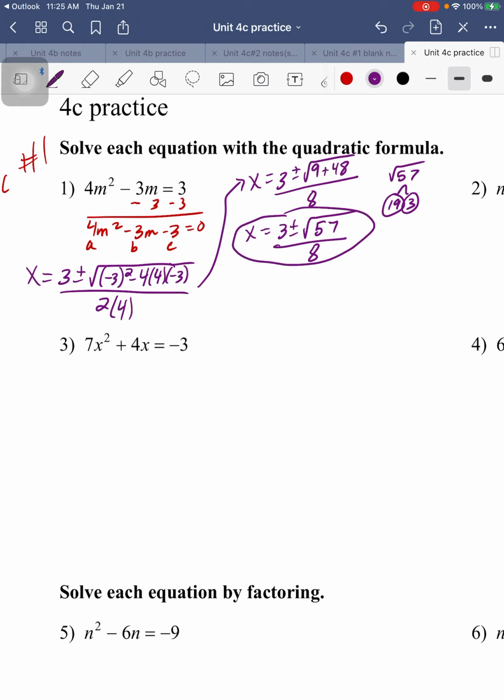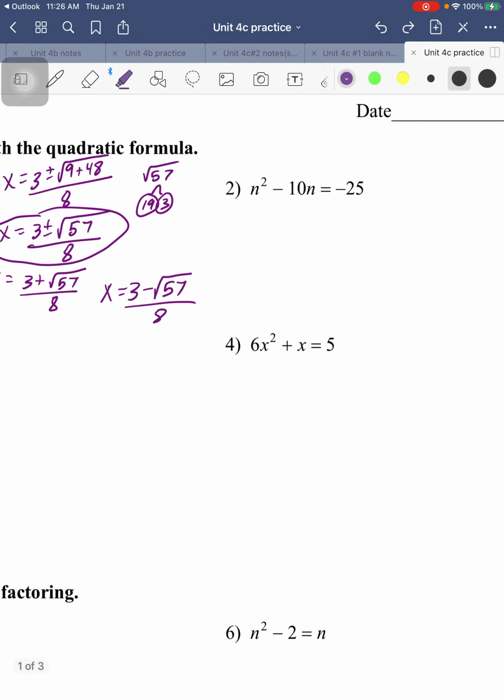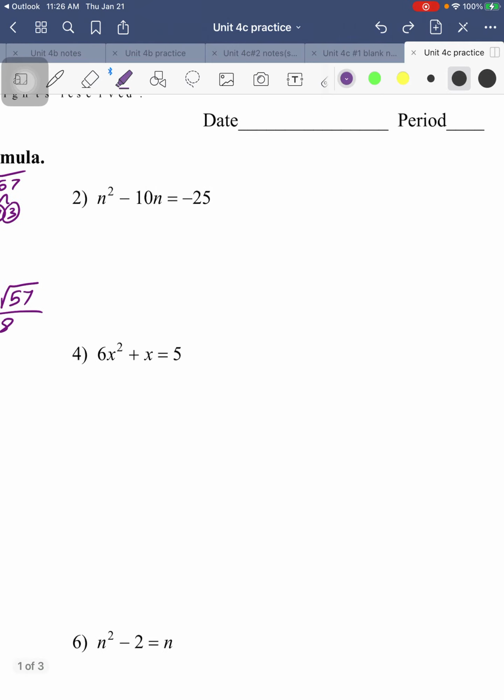You can keep it like this, but realize that we have x equals 3 plus the square root of 57 divided by 8 is the solution, and x equals 3 minus the square root of 57 divided by 8. Those are both actual solutions. That's what the plus minus here means. There are 2 solutions within it. All right, number 2.